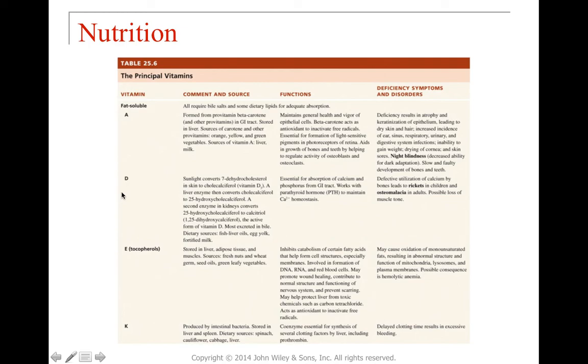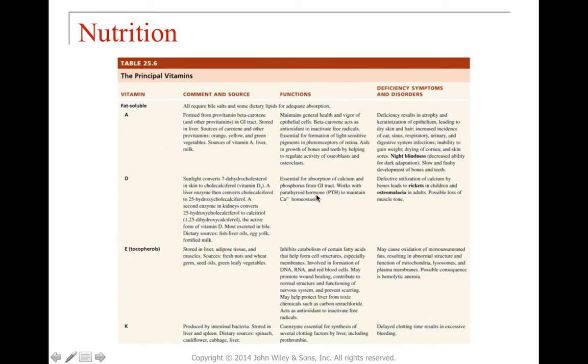Vitamin D you've all heard of, right? Drink your milk. So you can get it from milk, but you can also get it by going outside and converting it using sunlight. It's going to convert precursors into vitamin D. And it's important for absorption of calcium and phosphorus. So that's why it's really important that it's in the milk, because it's going to help us absorb the calcium inside the milk in order to get it into our system.